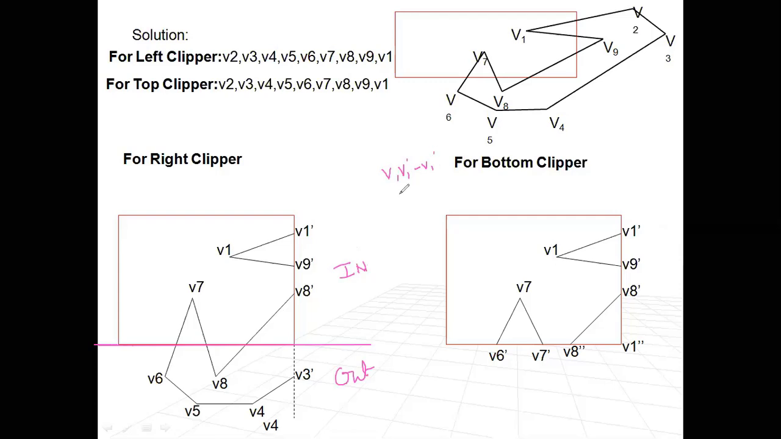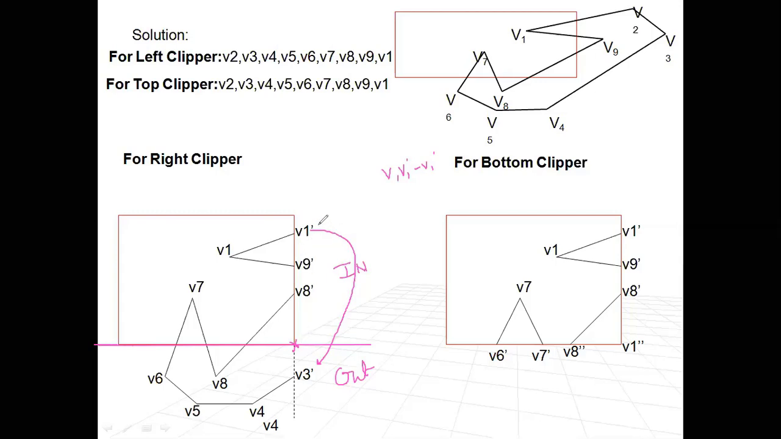Now V1 dash. Now when we move from V1 dash, we will not move to V9, we will move from V1 dash to V3. Okay, and this intersection point will be calculated. V1 to V3 dash we will move. So when we move from V1 to V3 dash, then this point will be calculated.